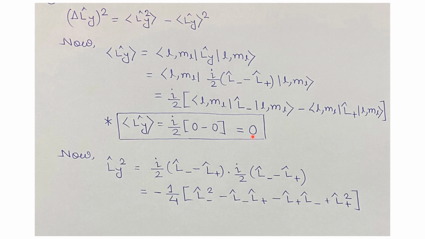Now Ly cap square, this operator can be written as i by 2 times (L minus cap minus L plus cap) times the same thing, that is i by 2 times (L minus cap minus L plus cap). So after multiplication we will get minus 1 by 4 times (L minus square minus L minus L plus minus L plus L minus plus L plus square).